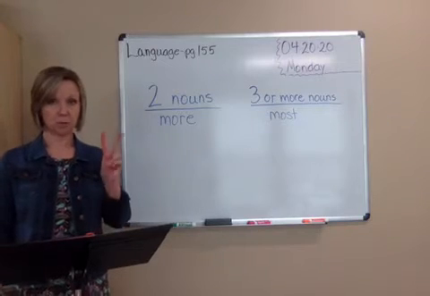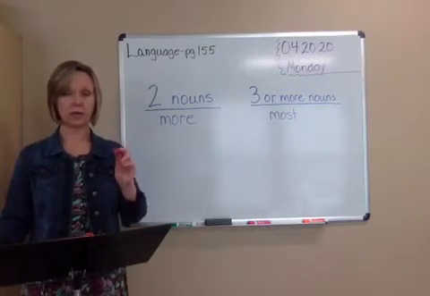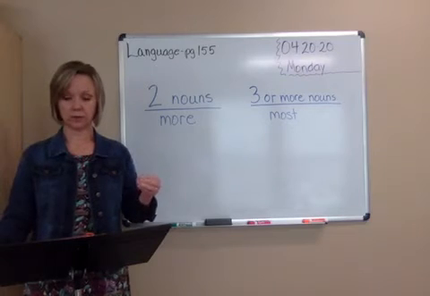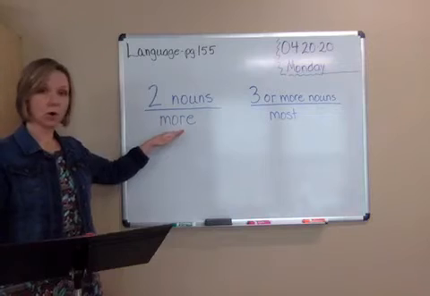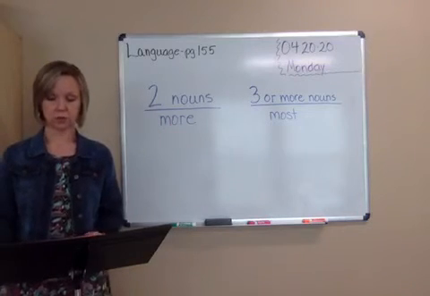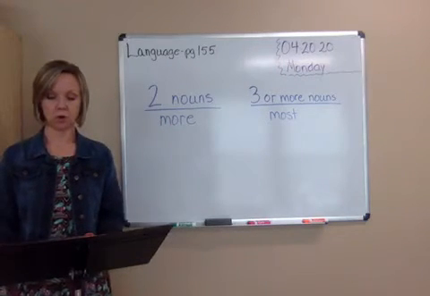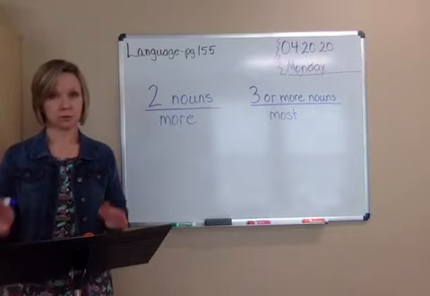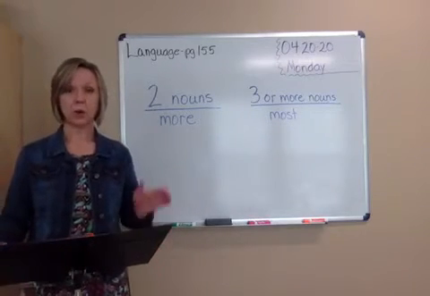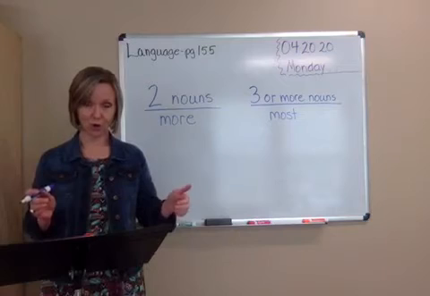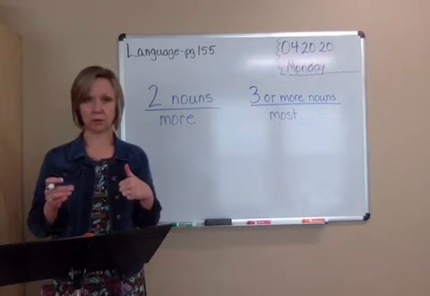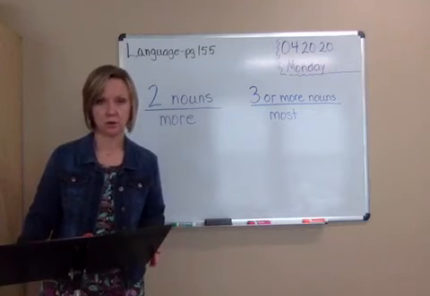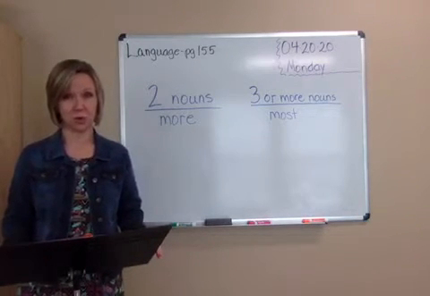Okay, so you're comparing two nouns and you have a longer adjective. So what would be the better choice there? More nervous. That's correct. So you would underline more nervous. Because what? Well, because nervous is already a longer adjective. You don't want to say nervouser. I'm nervouser than you are. I am more nervous than you are.